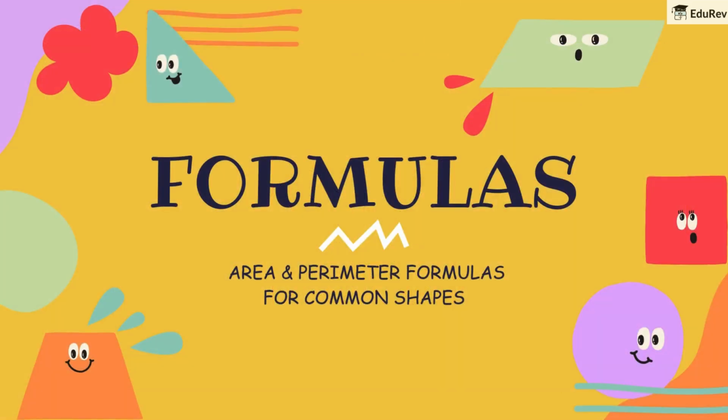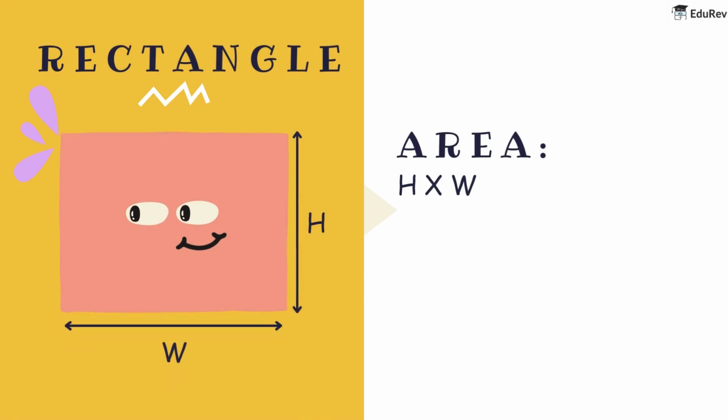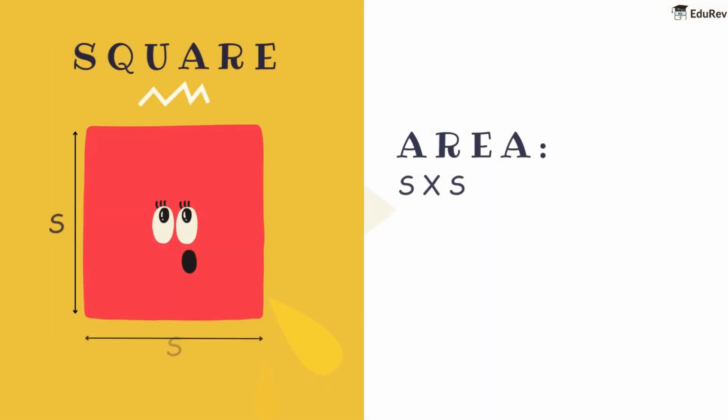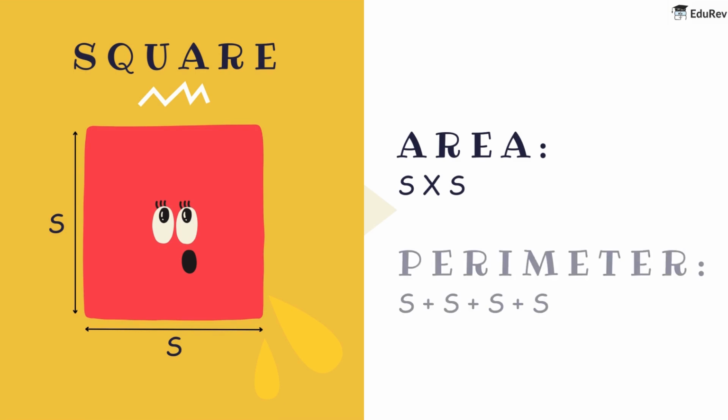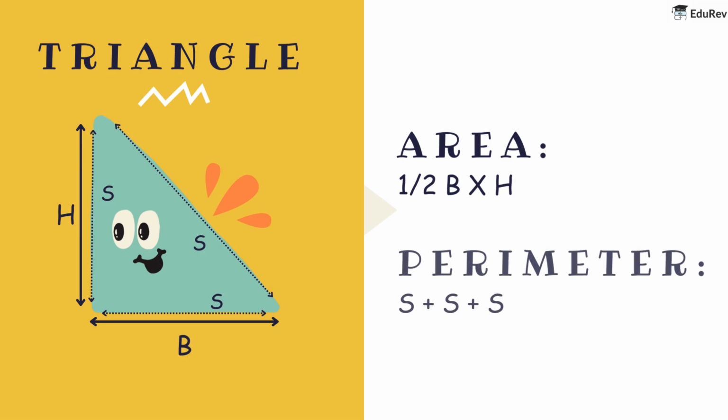As we wrap up, let's look at the formulas for area and perimeter for common shapes. For a rectangle, the area is height multiplied by width, and the perimeter is height plus width multiplied by 2. For a square, the area is side multiplied by side, while the perimeter is side added 4 times. For a triangle, the area is half of base multiplied by height, and the perimeter is the sum of all 3 sides.